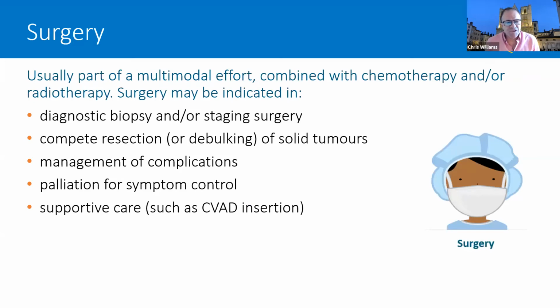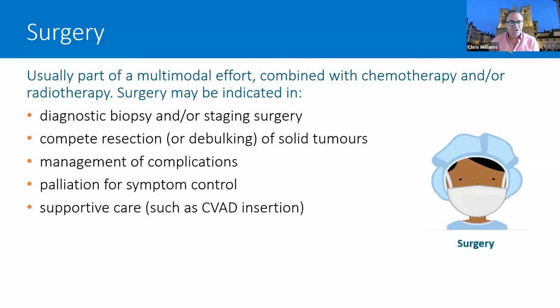So the first one, surgery. Surgery is usually part of a multimodal effort. As I said, it can be just a single way of treating, but is often combined with chemotherapy and radiotherapy. It could be indicated for something as simple as diagnostic biopsies or staging surgery. Surgeons could be involved in actually debulking or a gross total resection of a solid tumour or a brain tumour.